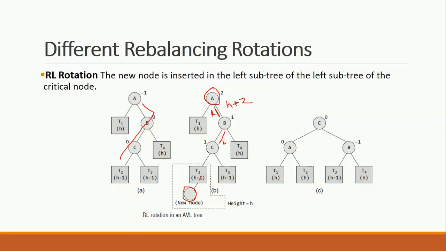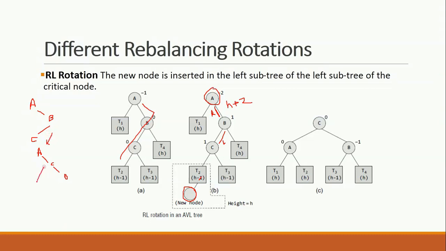How to solve it is simple. See here, first I have A, then we have B, then I have C. How to solve? Pick this edge and then do a clockwise rotation. That will result in C going up and B going below. This is A, C, B, so that is the second step.